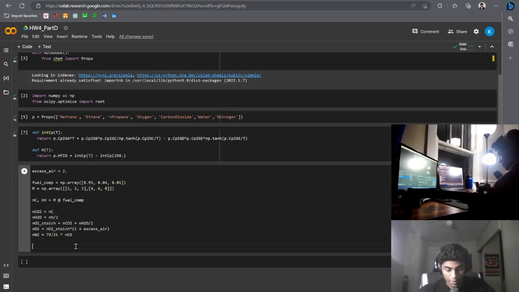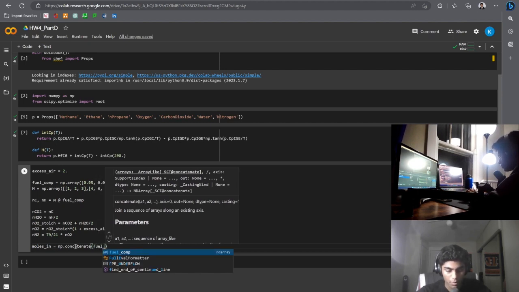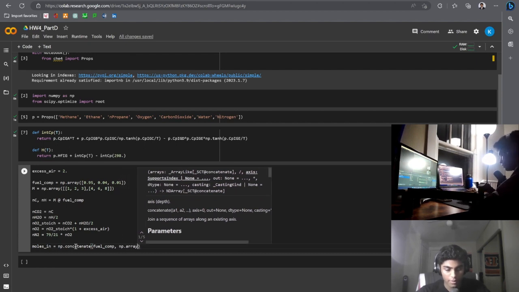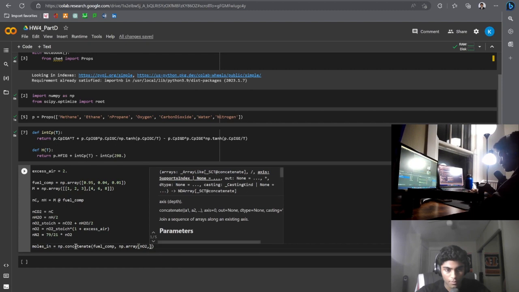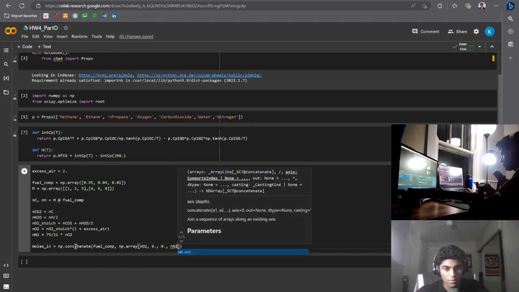What we want to do is write our expressions for moles in. And the way we're going to do this, I'm going to use np.concatenate. We are going to concatenate the fuel comp array. So fuel comp. And we're going to concatenate this array that includes our moles of oxygen. We don't have any moles of carbon dioxide or water yet, so those are going to be zeros. And then our moles of nitrogen.